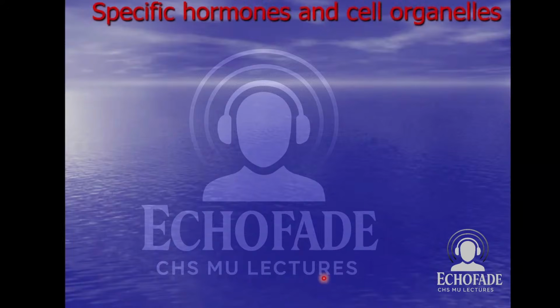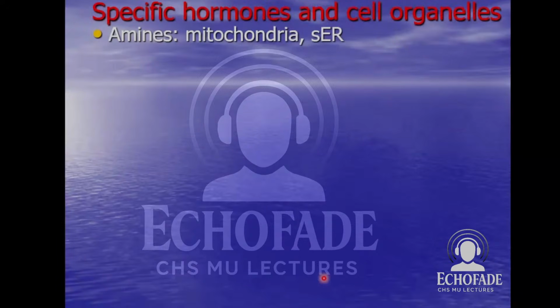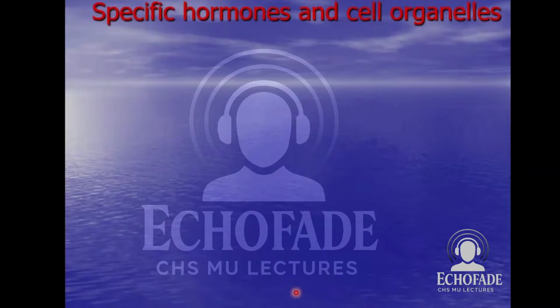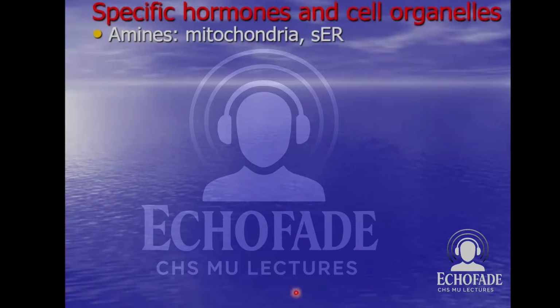Now we have specific hormones and cell organelles. Let's just look at this in summary form. We have the amines. The cells that produce these hormones will be very rich in mitochondria and smooth endoplasmic reticulum. Some of the final enzymatic activity for the production of the hormones occurs within the mitochondria.